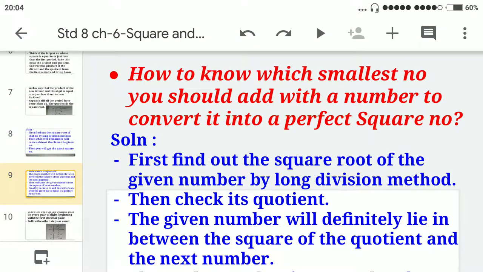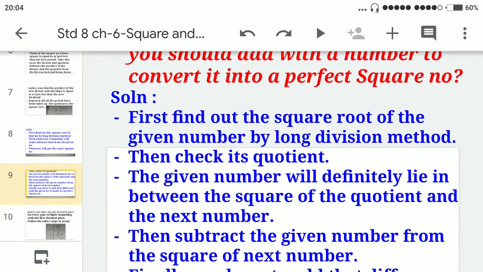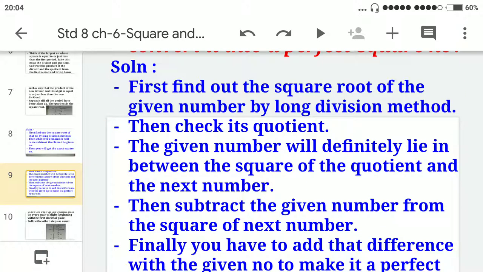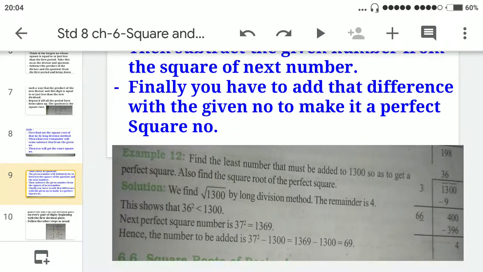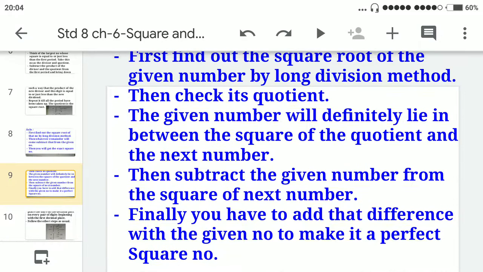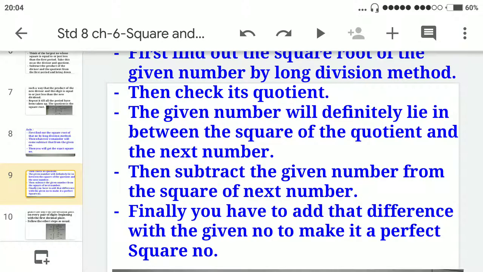how to know which smallest number you should add to a number to convert it into a perfect square. Now the same steps you please follow. If it is addition, so what to do? Here we are bothered about the quotient, so the number will definitely lie between the square of that number and the next number. You just follow the steps. The given number will definitely lie in between the square of the quotient and the next number.